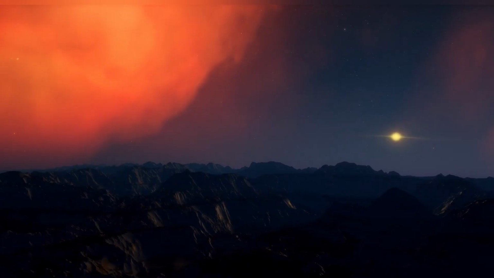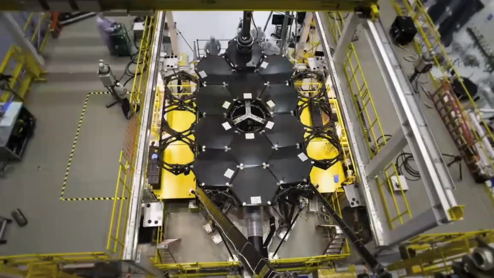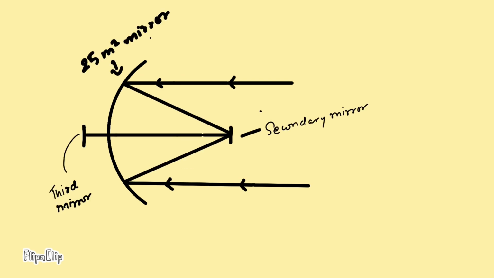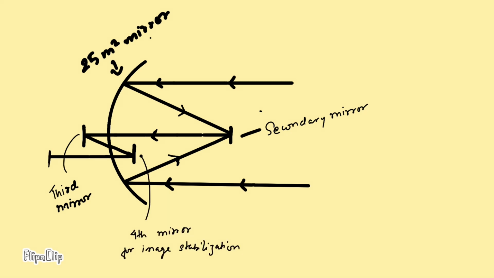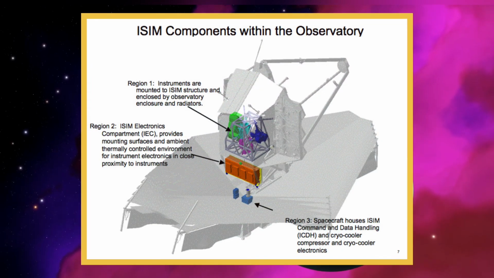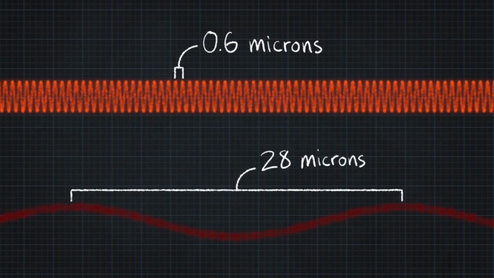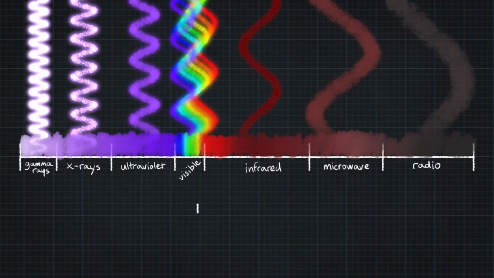But first, let's understand the hardware. The 18 gold-coated beryllium mirror segments with an area of 25 square meters act as a bucket for collecting the light. The light then gets concentrated onto a small secondary mirror and then another tertiary, or third, mirror. A fourth mirror exists which acts as image stabilization before hitting the camera sensor. The rest of the heat capturing and post-processing is done by the SIM module. The Webb can see from 0.6 microns to 28 microns, or from visible light to near infrared.